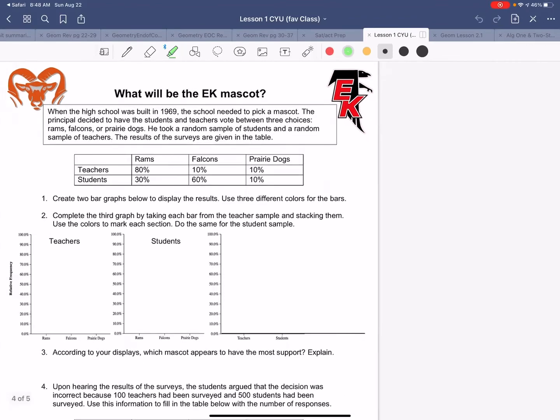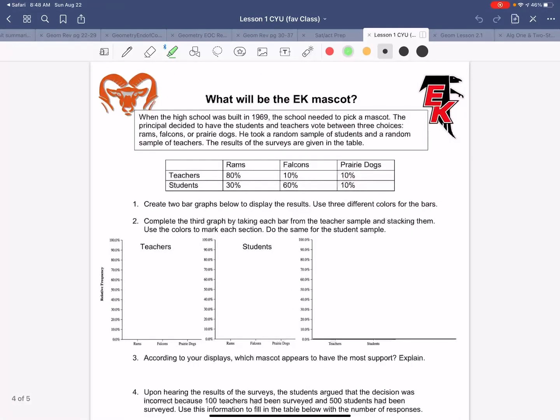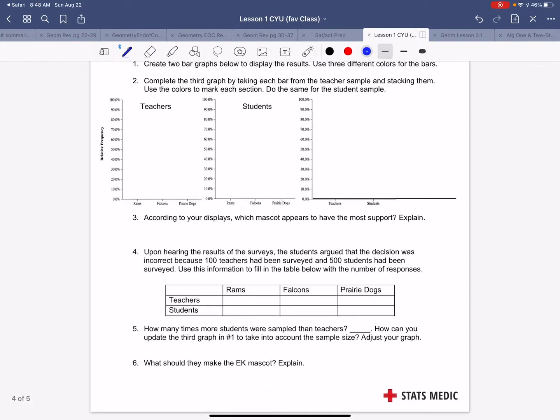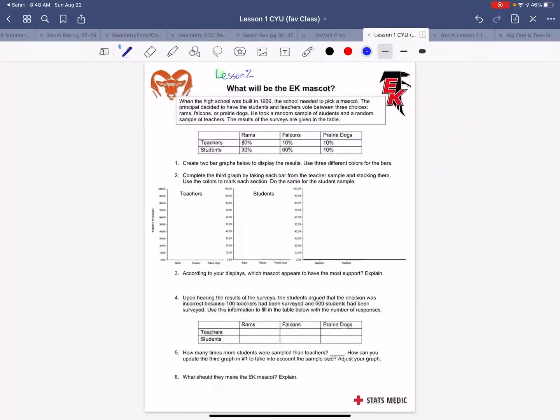Hey guys, we're going to do check your understanding too. So this was lesson 2. And in class we went over these. So if you missed class, make sure you get your notes from me or another student.